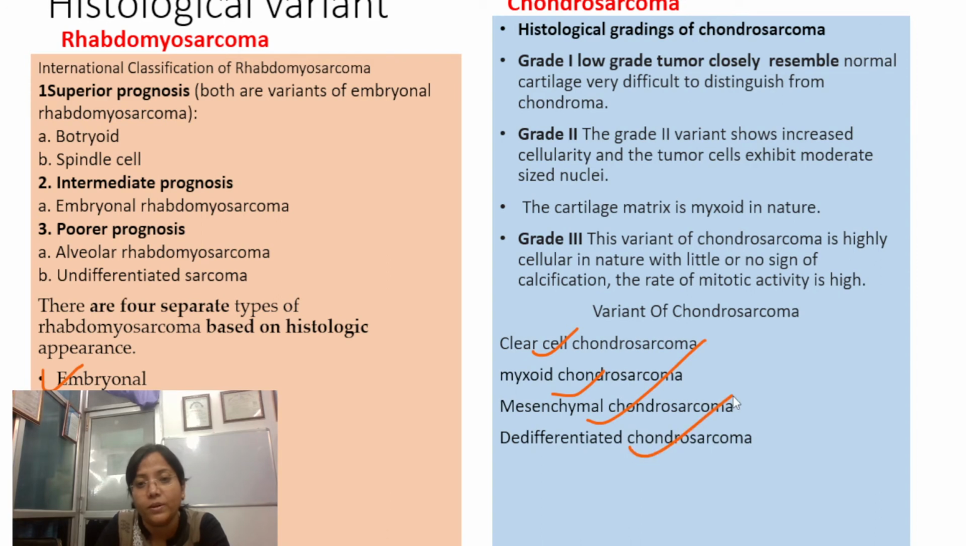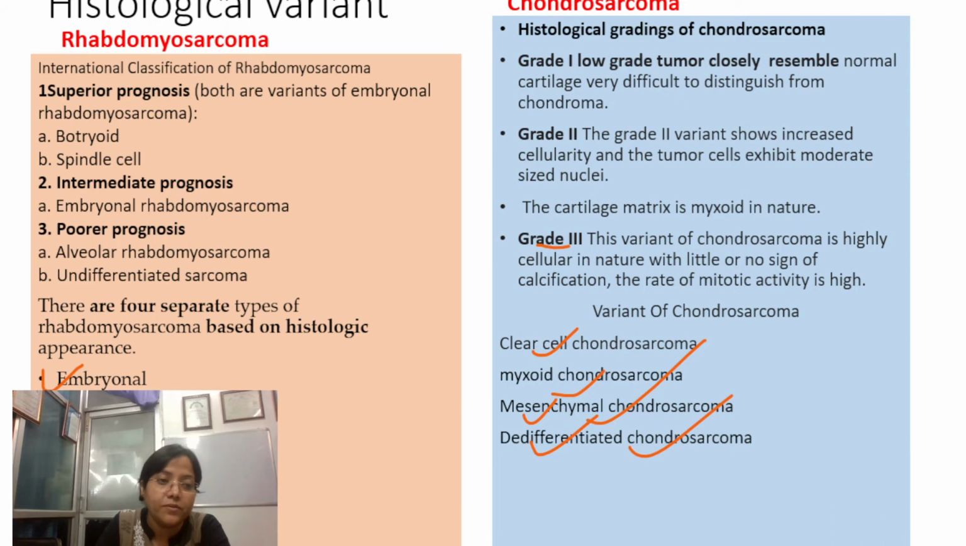Grade 1, the low grade tumor, closely resembles normal cartilage and it is very difficult to distinguish from chondroma. In grade 2, cellularity increases and the tumor cells exhibit moderate sized nuclei, whereas the grade 3 variant of chondrosarcoma is highly cellular in nature. Under grade 3 come the mesenchymal chondrosarcoma and the dedifferentiated chondrosarcoma. So these are the aggressive variants. Now we are discussing firstly the rhabdomyosarcoma.